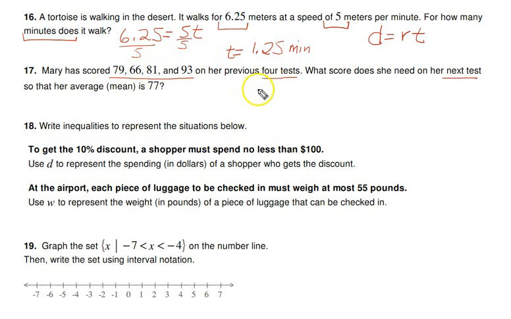Well, what you do to set this up is you go 79 plus 66 plus 81 plus 93. And what does she need on that last test? Well, we don't know. So we'll say plus x, so that her average is 77.